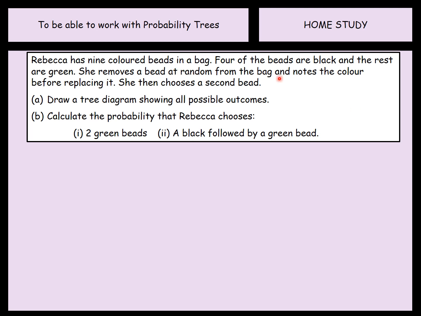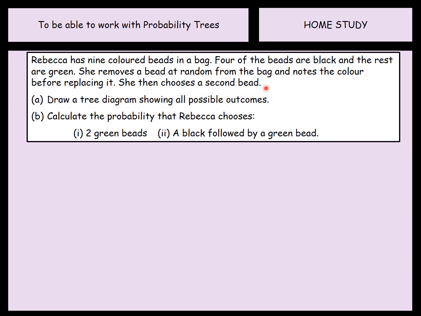So Rebecca has 9 coloured beads in a bag. 4 of the beads are black and the rest are green. She removes a bead at random from the bag and notes the colour before replacing it. Again, we need to be looking out for these words. Whether they're replacing it or not is going to be really, really important when we do our tree diagrams. She then chooses a second bead.